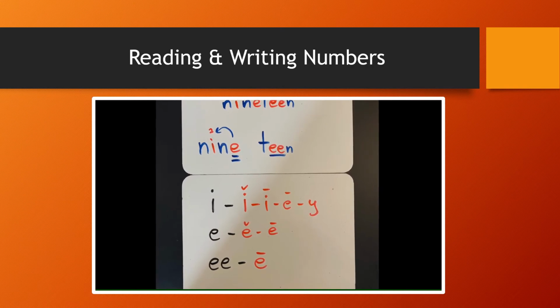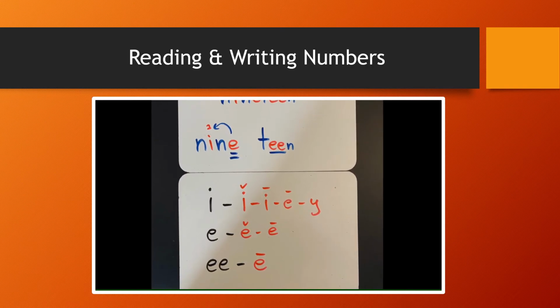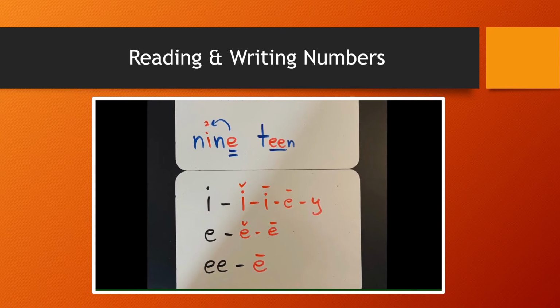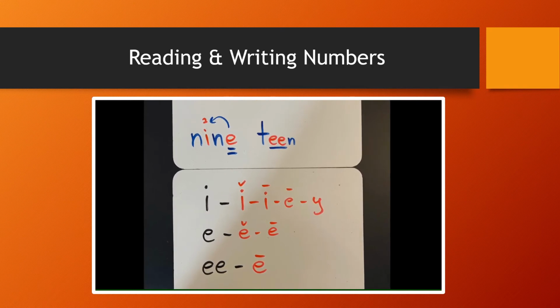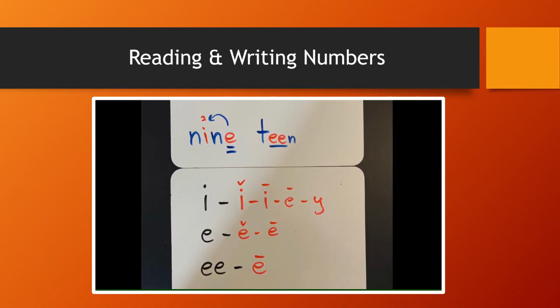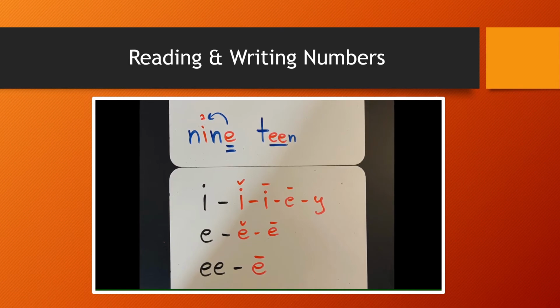The first E in nineteen is silent. E usually says E, but in this case it's a silent E that's helping the I say its second sound. And the last E always says E.